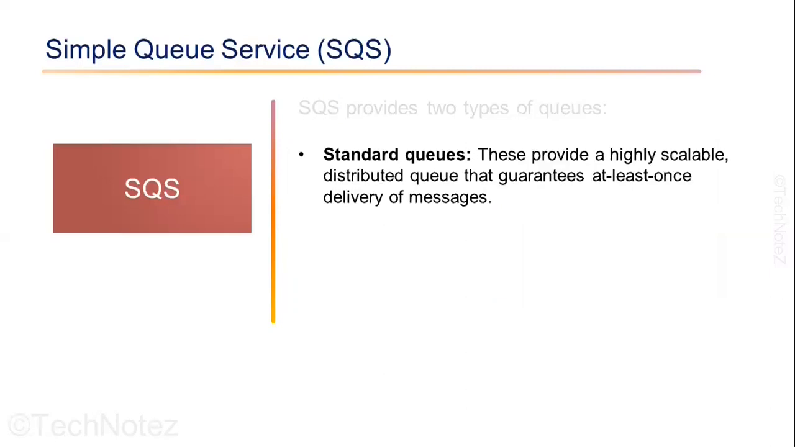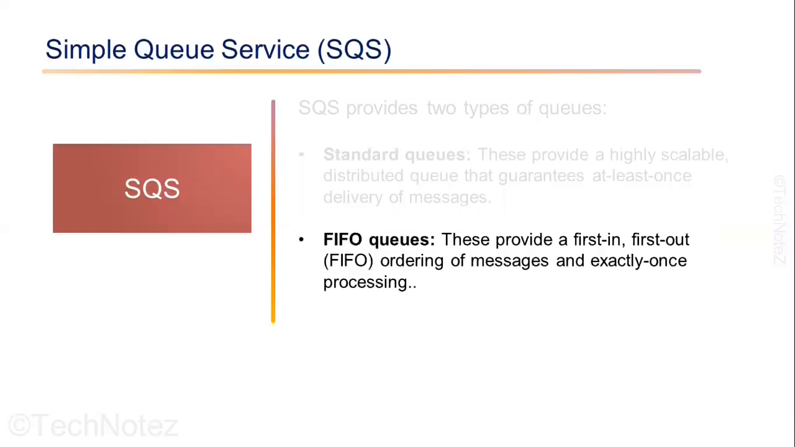Standard queue. These provide a highly scalable distributed queue that guarantees at least once delivery of a message. They can be used to decouple the components of an application or to handle high volume of messages. FIFO queue. This provides a first in, first out ordering of messages and exactly once processing. They can be used in scenarios where ordering and deduplication of messages are critical.